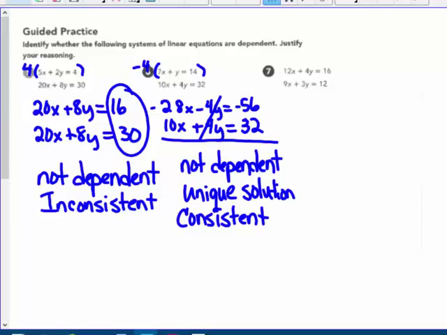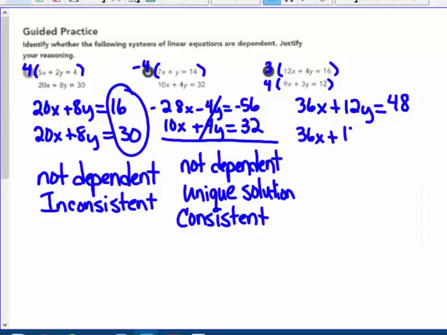Number 7. Can I get these to be multiples of each other? Well, I can make 36's out of those x's by multiplying by 3. So I get 36x plus 12y equals 48. If I multiply this equation by 4, I'm going to get 36x plus 12y equals 48. They're exactly the same. 48 does equal 48. They're multiples of each other, so it is dependent.